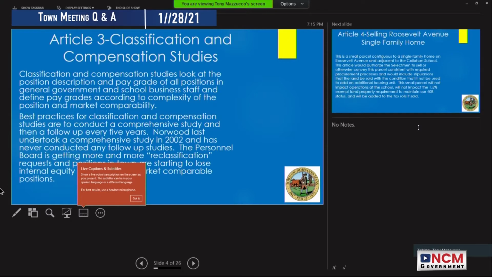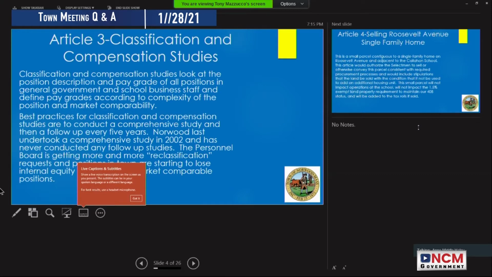At the end of the day, a classification and compensation study is just a study that you go out through procurement and hire a firm to take a look at, and then through the personnel board, and then moving up through appropriations at town meeting, we would make any changes there. So remember that a study doesn't necessarily determine or dictate that we will do anything. We just need to look at it and have our ideas of where we want to move towards.